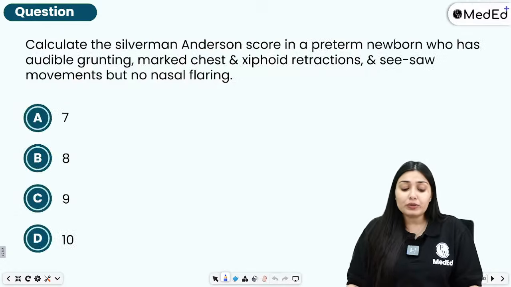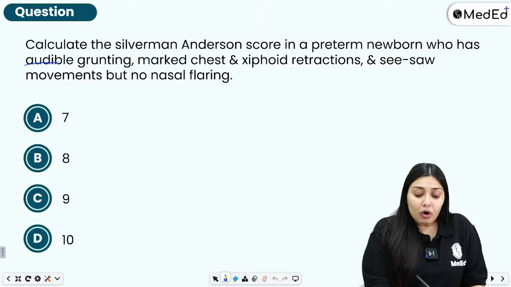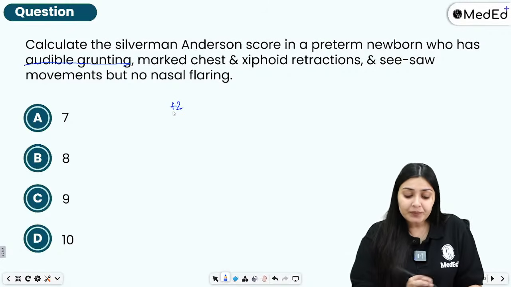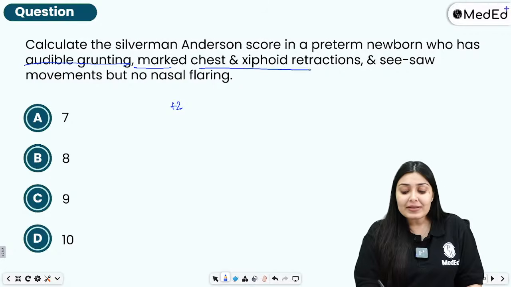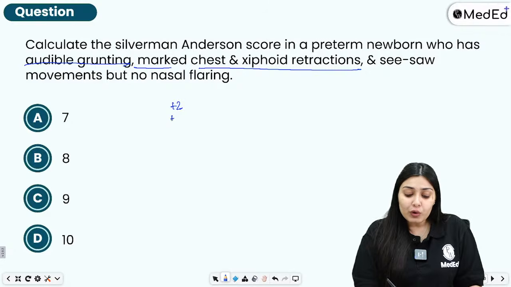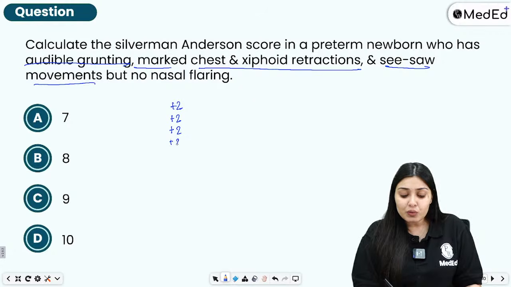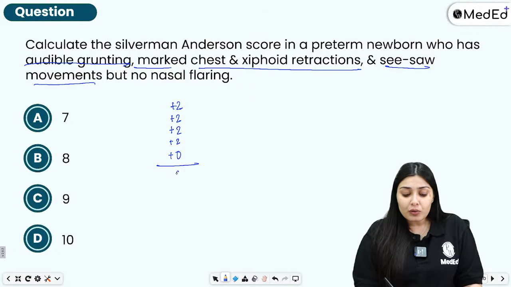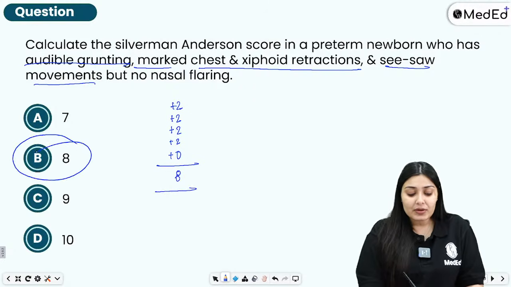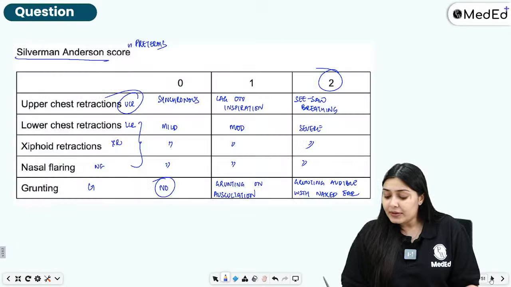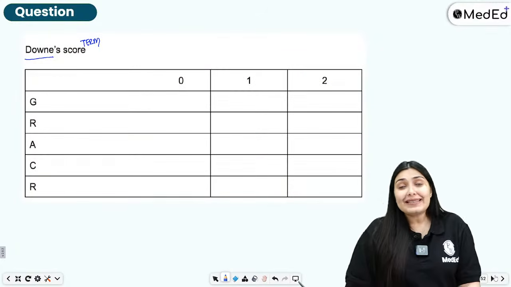Now let's go back to the question. We have audible grunting, that means on naked ear, 2. We have marked chest and xiphoid retractions. So for lower chest retractions, +2, xiphoid retractions, +2. We have seesaw movements, again +2. But there is no nasal flaring, 0. So the total score over here is going to be 8. The correct answer here is 8. Right? B8.